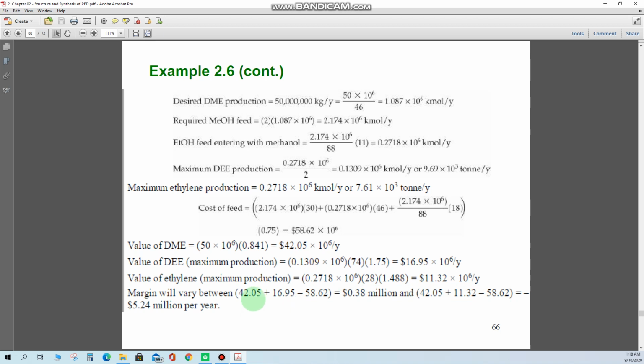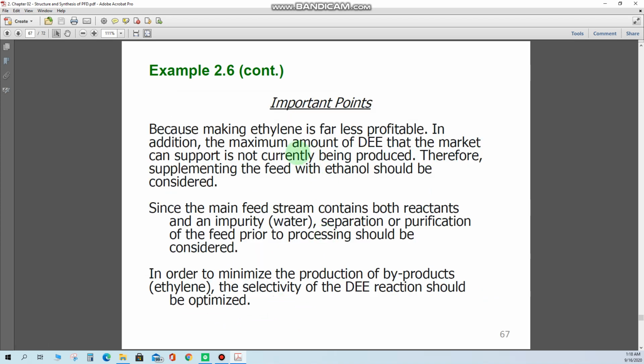Okay, so we have seen the limits here. The limits of profit and loss can vary from $0.38 million to minus $5.24 million per year. Now, what are the important points here, and how can you consider which process alternative you have to choose? Because making ethylene is far less profitable. In addition, the maximum amount of DEE that the market can support is not currently being produced. Therefore, supplementing the feed with ethanol should be considered.